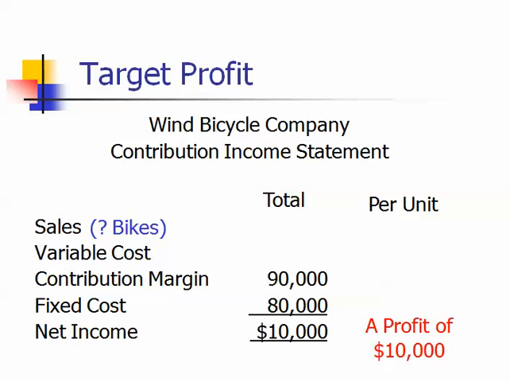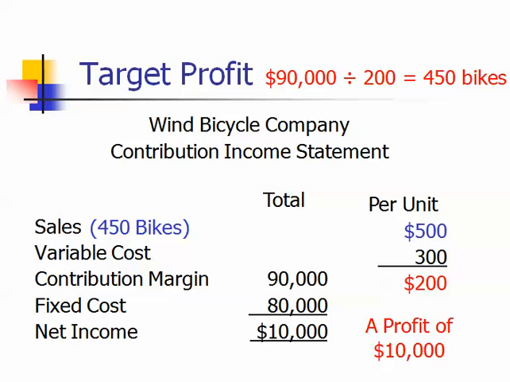If we look at our per unit selling price and our per unit variable cost, we see we have a contribution margin per unit of $200. If we take our $90,000 required contribution margin and divide it by our $200 contribution margin per unit, we find we need to sell 450 bikes to earn our target profit of $10,000.